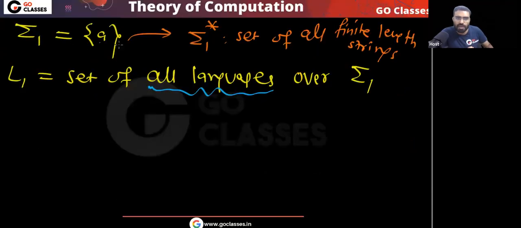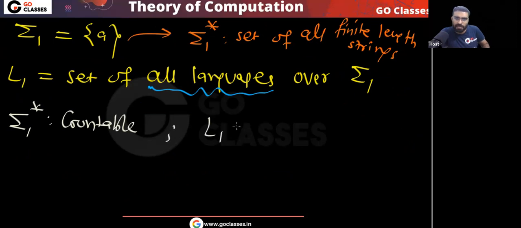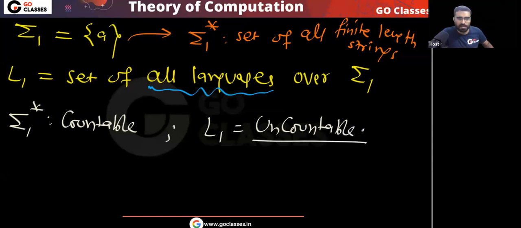So here also, if you have this unary alphabet, it does not change anything. If you have a unary alphabet, then I can say this sigma 1 star will be countable, and this L1 will be uncountable. Is this clear? Tell me why sigma star is countable.